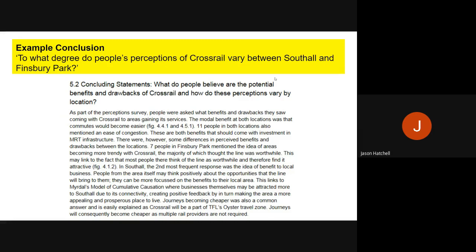You can see the student also links it to Myrtle's model of cumulative causation. And you can see that the student also says journeys are becoming cheaper. Journeys might become cheaper because of multiple rail providers, etc. So this student again also relates to the figures of their data presentation in their analysis. As you can see there, figure 4.4.1 and 4.5.1. And that is showing that the student has thought in detail about the data that will be useful to answering this question about perceptions on benefits and drawbacks.